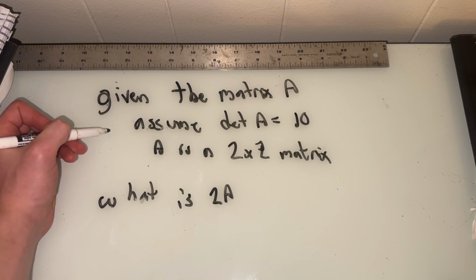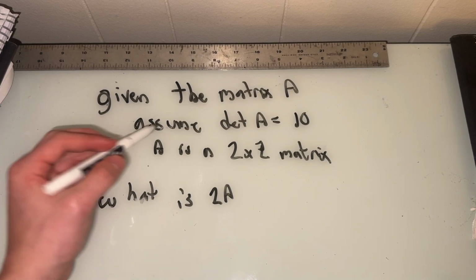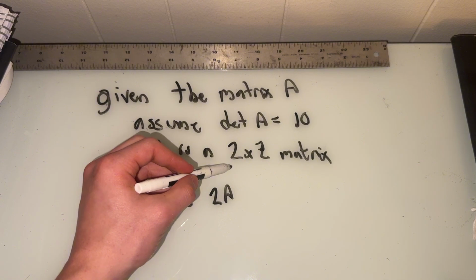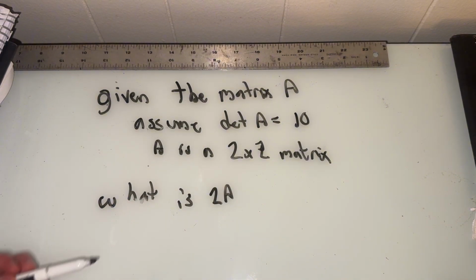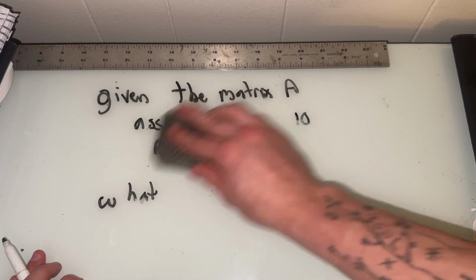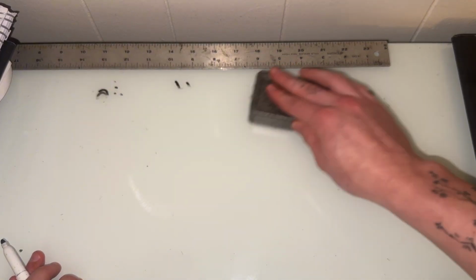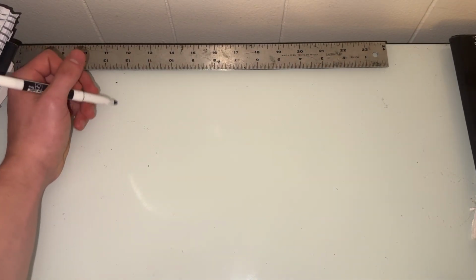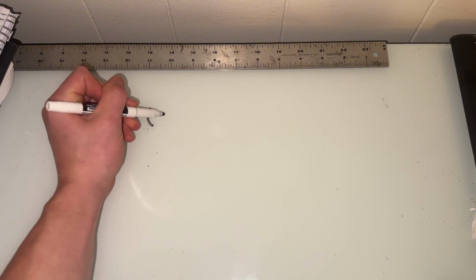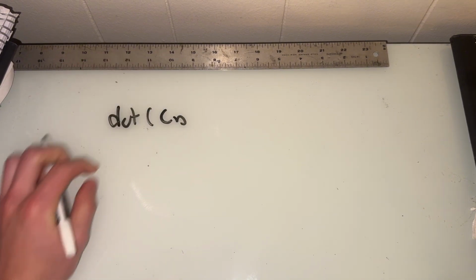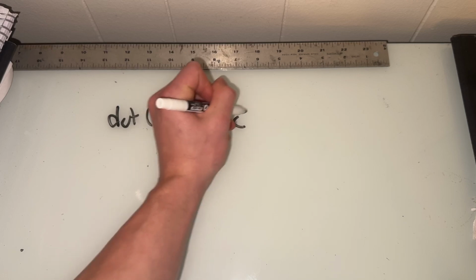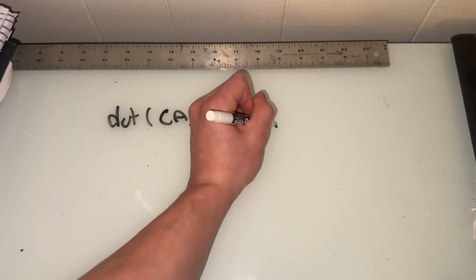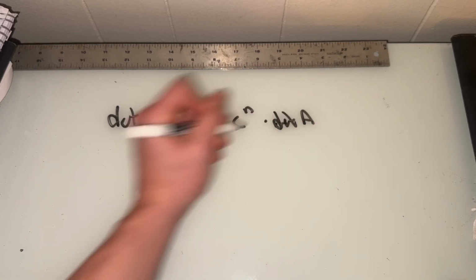All right, for our final question, we have, given the matrix A, assume that the determinant of A equals 10. A is a 2 times 2 matrix. What is the determinant of 2A? So the formula for this can be written as determinant of CA equals C to the power of n times determinant A.